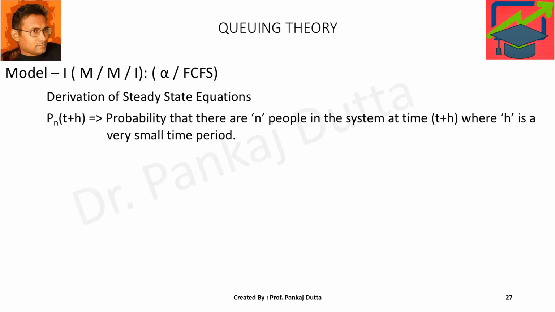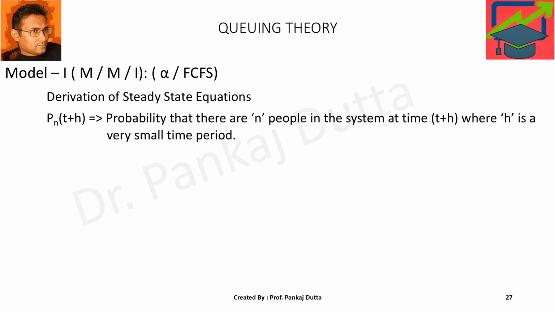Next, we learn about how to find the different measures of this model 1. For this, we'll first derive something known as the steady state equation. Let's suppose that P_n(t+h) denotes the probability that there are n customers in the system at time t+h, where h denotes a very small time period. There are 2 points to note. I've said there are n people in the system. Hope you remember the difference between system and queue.